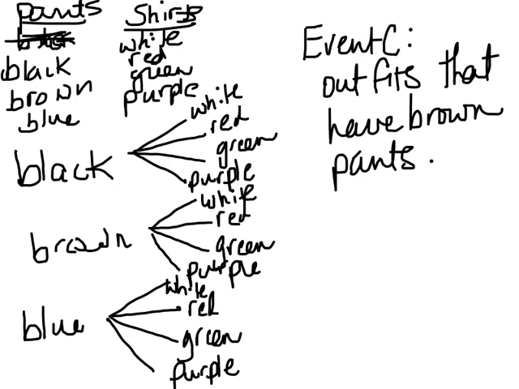This is another way of showing our sample space, isn't it? Doesn't this show every option that he could actually dress? You know, he could wear black pants with white, or black with red, or black with green, or black with purple, and the same thing for the brown and the blue pants.